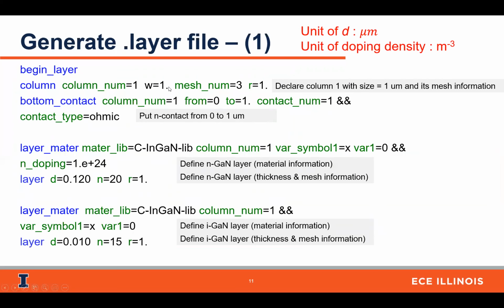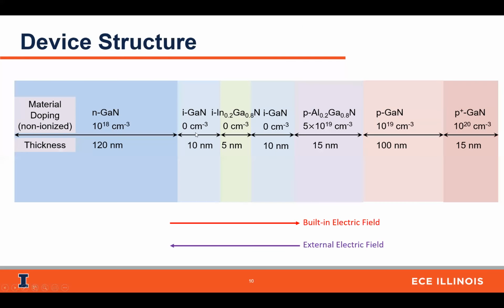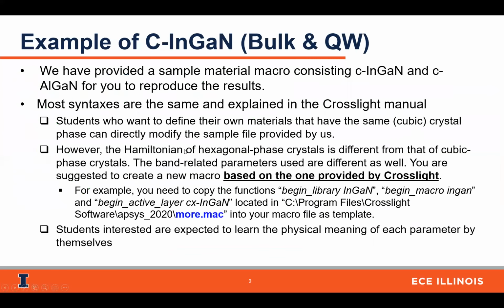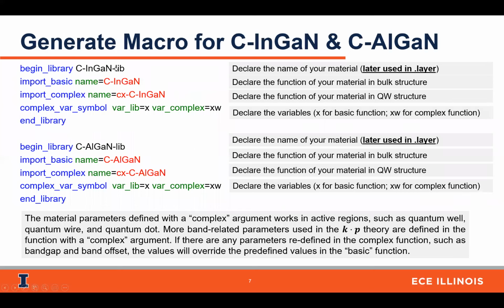So generating this kind of layer file, maybe you are already familiar with the process, but the only thing you need to notice is that here in the material library, you are going to put C InGaN lib. So this name has to be the same as the one you defined here, this one. So you are going to use this name and the program will decide if they are going to use the material parameters defined in this block or this block, depending on if you specify this region to be complex or quantum well. If model equals quantum well, then the material parameters defined in this block will be used.